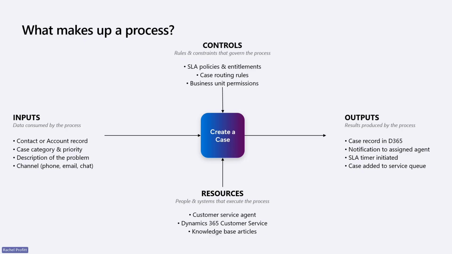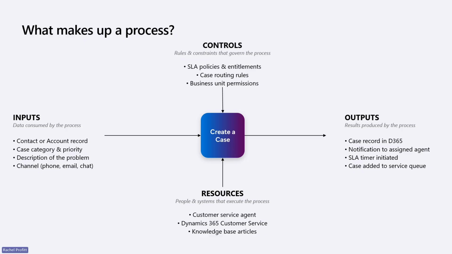Now are the controls. These are the guardrails. Think about your SLA policies and entitlements that determine response time commitments, your case routing rules, which dictate where the case gets assigned, and business unit permissions that control who can see and act on a case. These aren't things the agent decides on in the moment. They're set up ahead of time, and they govern the process automatically.